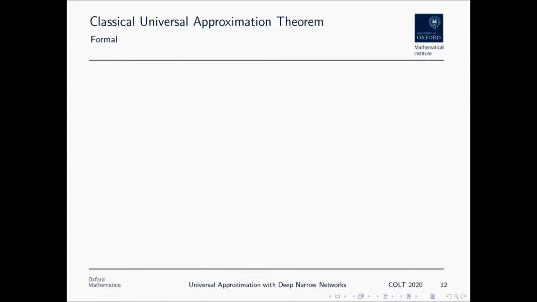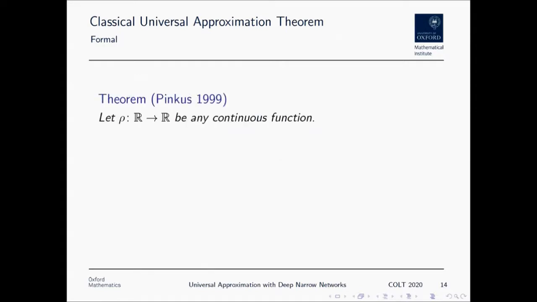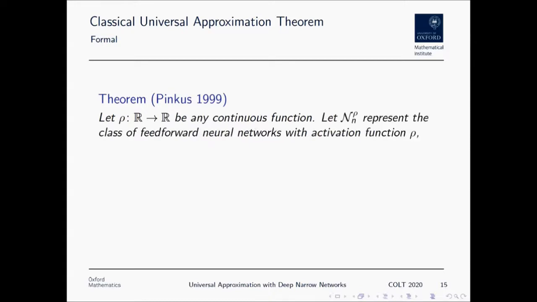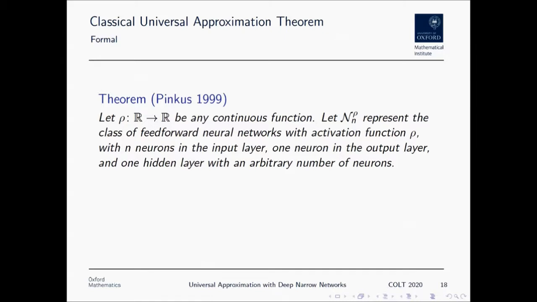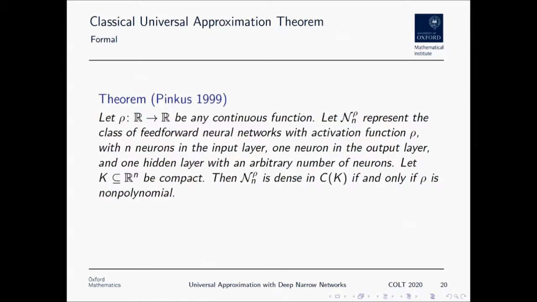So formally speaking, the statement of this theorem is that given some continuous function, and then considering the class of neural networks with this as the activation function, with n neurons in the input layer, one neuron in the output layer, and the one hidden layer going arbitrarily wide, then, in fact, these neural networks are dense in the continuous functions if and only if rho is non-polynomial. We get universal approximation with these networks if and only if rho is non-polynomial.